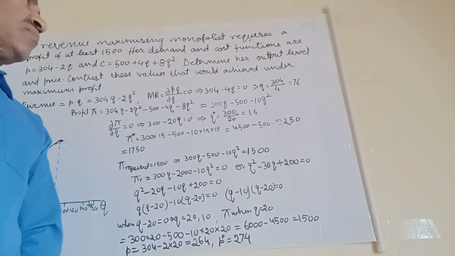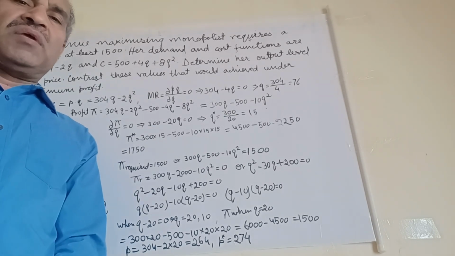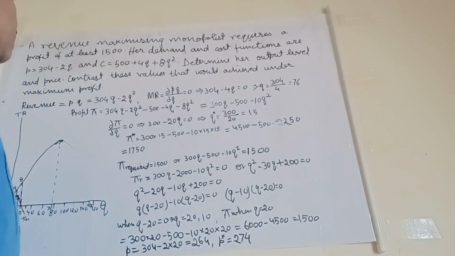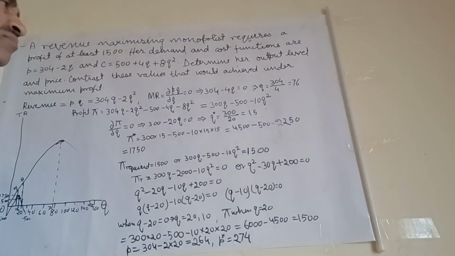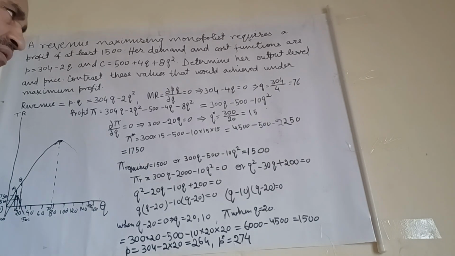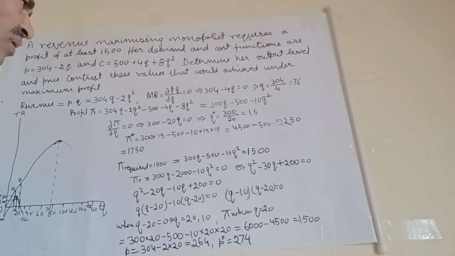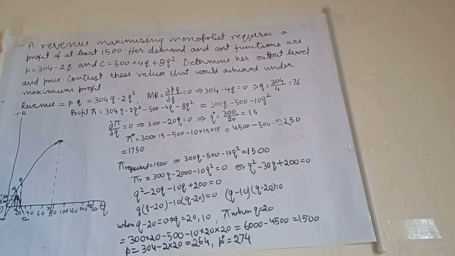So I have been asked a question by my student who is currently preparing for GATE, and the question is like this. A revenue maximizing monopolist requires a profit of at least 1500. Her demand and cost functions are P = 300 - 2Q and C = 500 + 4Q + 8Q². Determine her output level and price. Contrast these values with those that would be achieved under maximum profit.